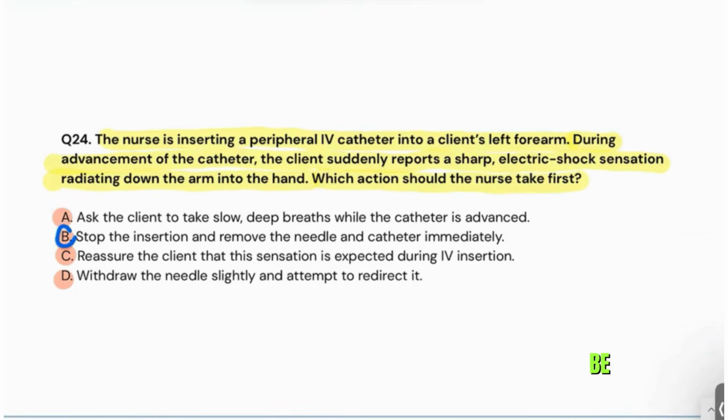Correct answer is going to be letter B. An electric shock sensation suggests contact with or injury to a nerve. Stop immediately. Letter A is not correct. Continuing could worsen nerve injury. Letter C is not correct. This sensation is not expected. Letter D is also incorrect. Do not redirect near a nerve. Let's go to our last question.